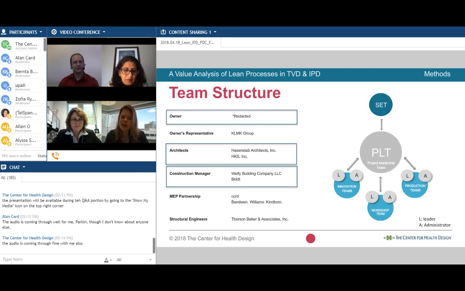The little diagram that you see on the right is really explaining the team structure. So instead of having a team structure that's architects, engineers, landscape architects, et cetera, we actually had cross-functional teams. For the purposes of this project, we called those innovation teams.